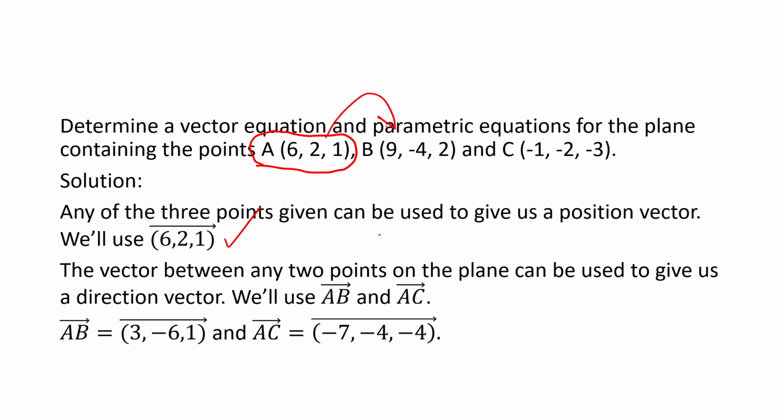I just figure out what is the vector between A and B. And when I do that, I get the vector between A and B is 3, negative 6, 1, because 9 minus 6 is 3, negative 4 minus 2 is negative 6, and 2 minus 1 is 1. Then I want to know what's the vector between A and C. For that, the answer is negative 7, negative 4, negative 4, because negative 1 minus 6 is negative 7, negative 2 minus 2 is negative 4, and negative 3 minus 1 is also negative 4. So we have two direction vectors down below.